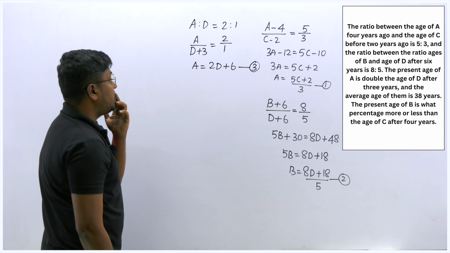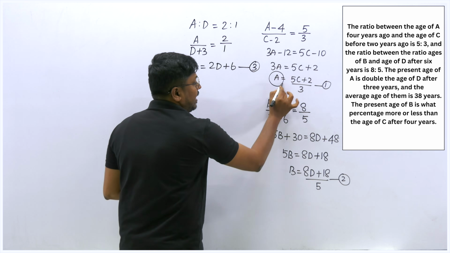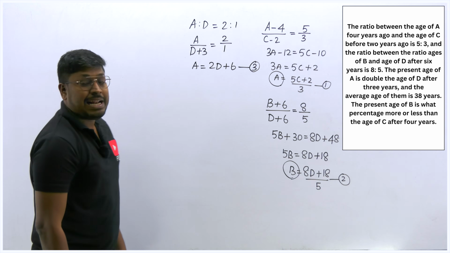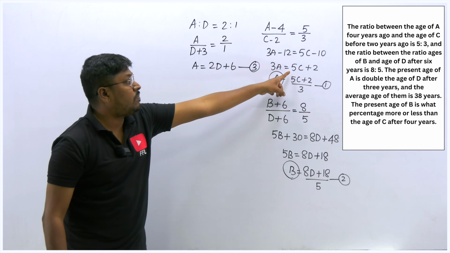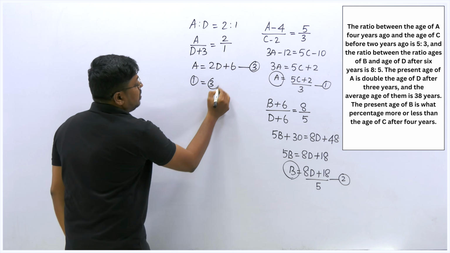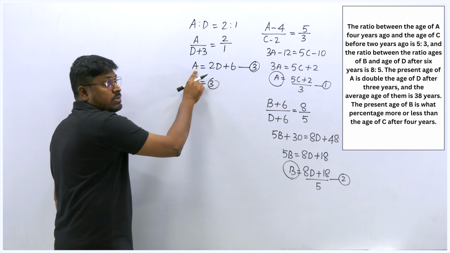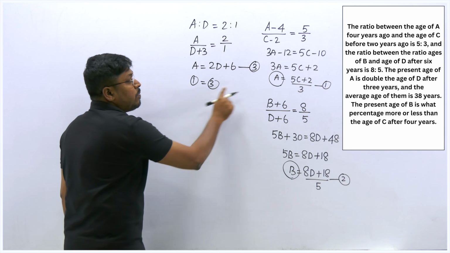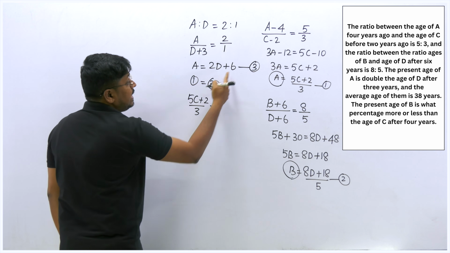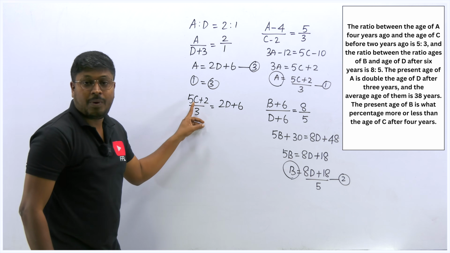Okay, so just listen carefully, friends. We got the value of A, we got the value of B, but we didn't get the value of C. Either we can equate here to find the value of C, or else I can equate 1 and 3, because in equation 1 A is equal to something, and in equation 3 A is equal to something. So I'm going to equate 1 and 3. What is 1 here? (5C plus 2) divided by 3. What about the third equation? 2D plus 6. So now by solving this, we can find C, right?